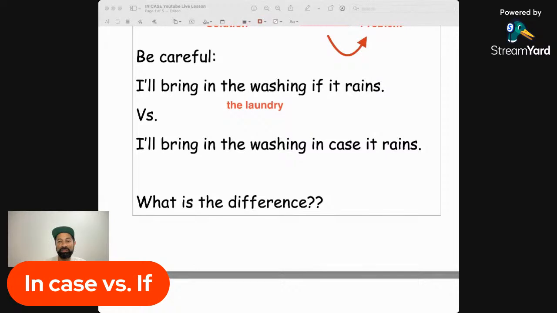So I'll bring in the washing if it rains. I'll bring in the washing in case it rains. And I'll give everybody another 10, 15 seconds to tell me the difference between these two. So again, I'll bring in the washing if it rains. Correct sentence. It's very good. I'll bring in the washing in case it rains. Also a good sentence. But what is the difference? It has a very, very big difference.